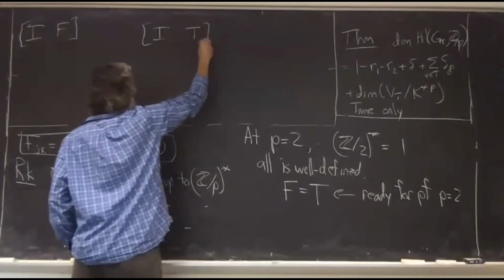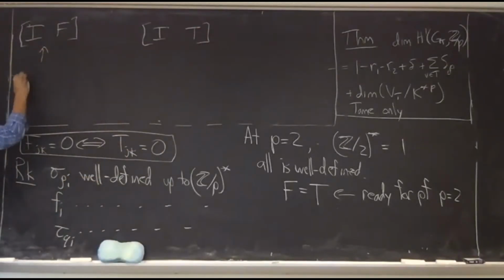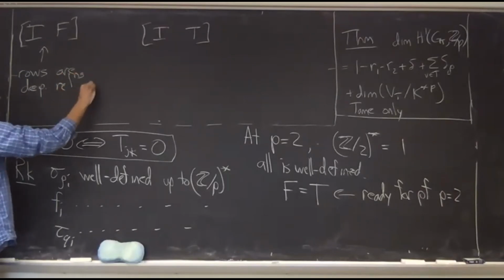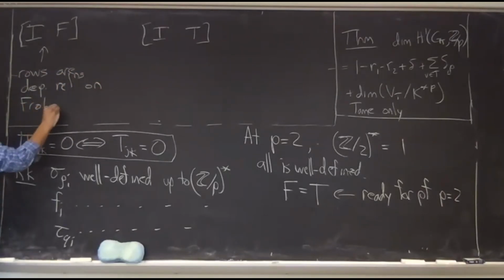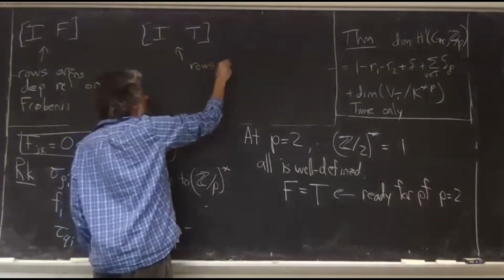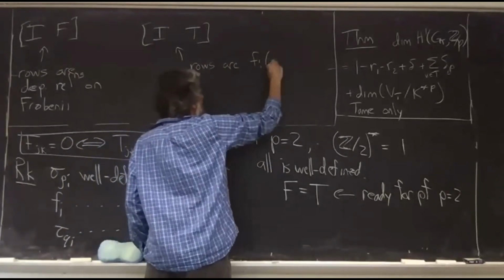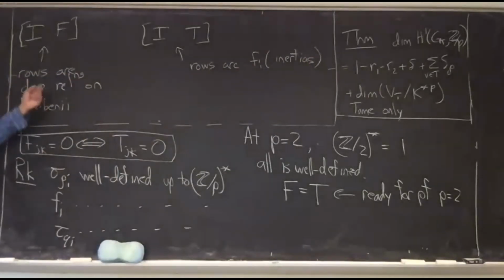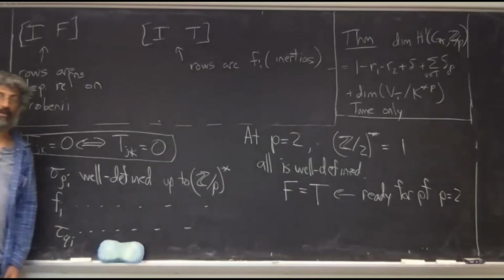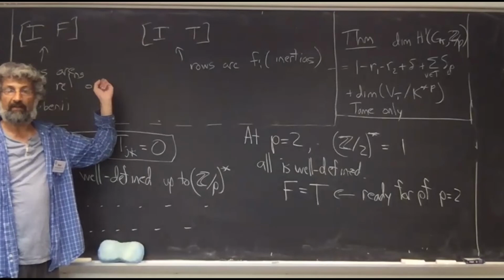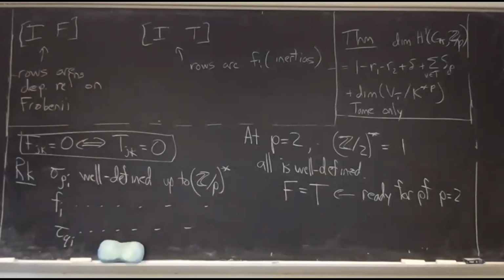I forgot to write something down. So these rows are the dependence relations. A very trivial exercise that I won't do is these rows form a basis for the set of dependence relations on the probe. I'll leave that as an exercise. It takes about a minute. Okay?